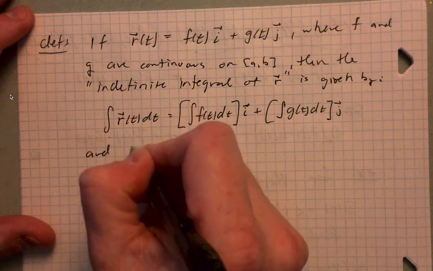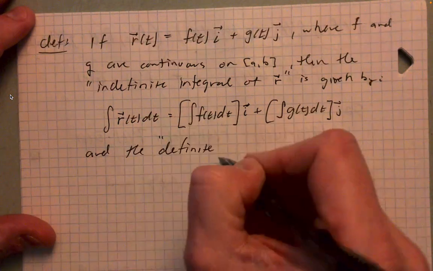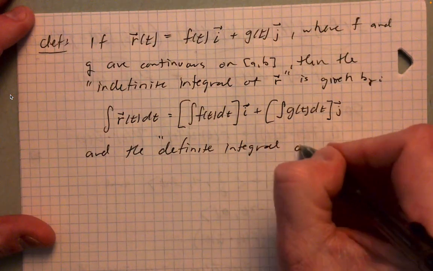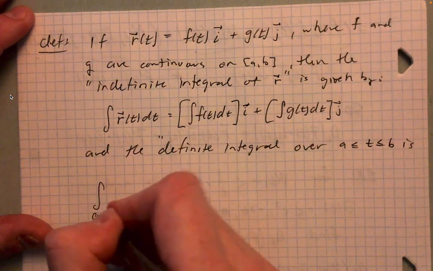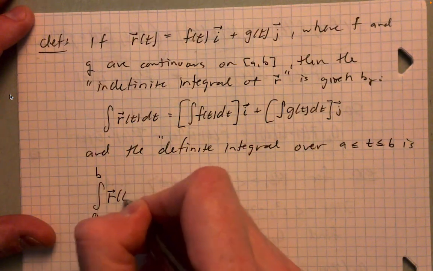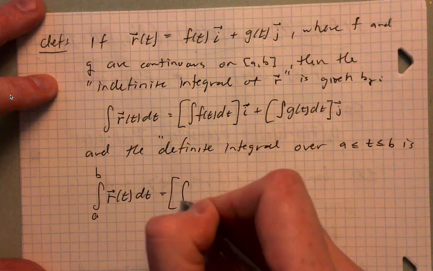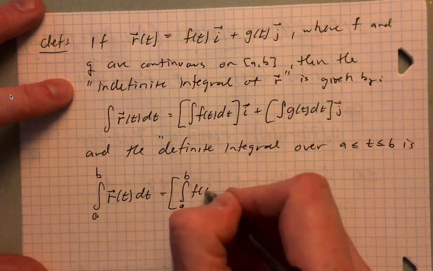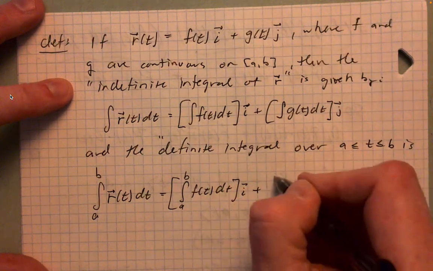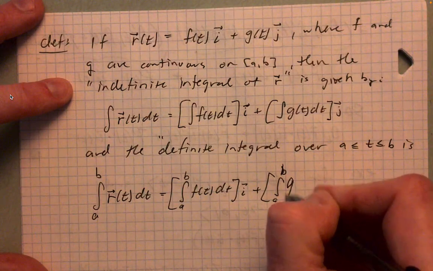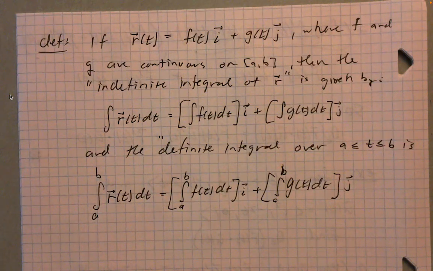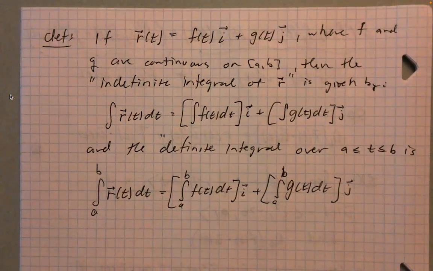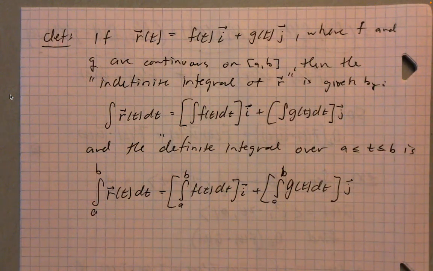right? And we'll say the definite integral over a less than or equal to t less than or equal to b is, so you've got the integral from a to b of r of t dt is equal to, now it's similar, it's just got the bounds on there, the integral from a to b of f of t dt times i plus the integral from a to b of g of t dt times j. Okay. Right, and then again, the 3D version of this is very similar. You'll just have a k component, right? So otherwise, the same thing.